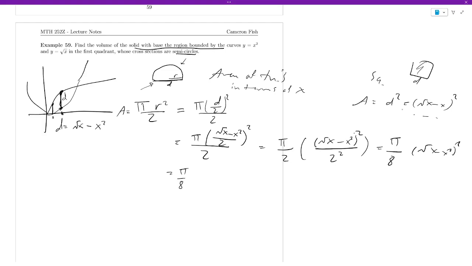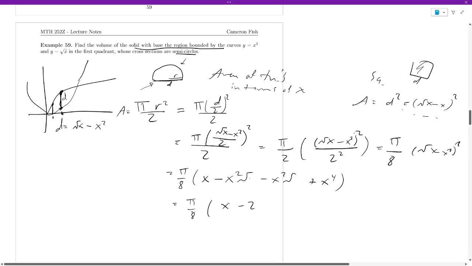Now we have to basically FOIL this part here. So let's do that. I'll do square root of x squared, so that's x, minus x squared times root x, minus x squared times root x, and then plus x squared times x squared. And we can combine these, right? This is 2 copies of x squared times root x. Sorry, this should be root x, I'm sorry. 2 copies of x squared root x.